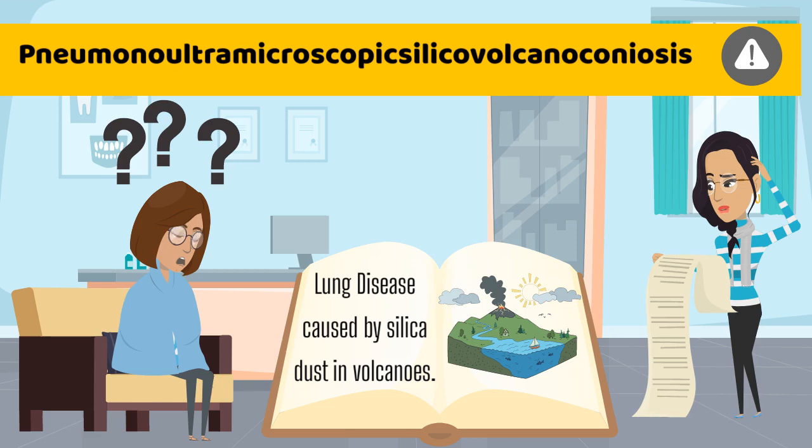The longest word in the English dictionary is Pneumonoultramicroscopicsilicovolcanoconiosis, which refers to a lung disease caused by inhaling silica dust from volcanoes. That's a long word!